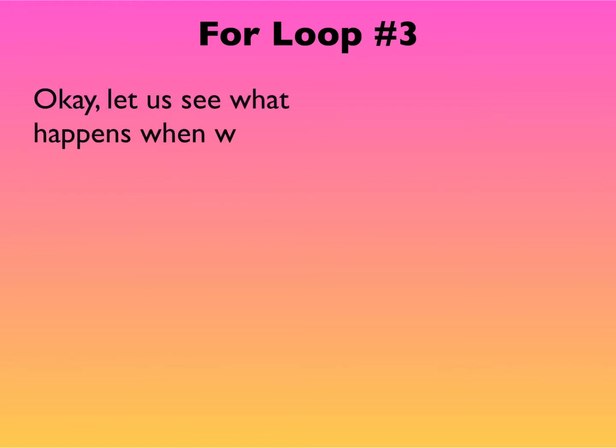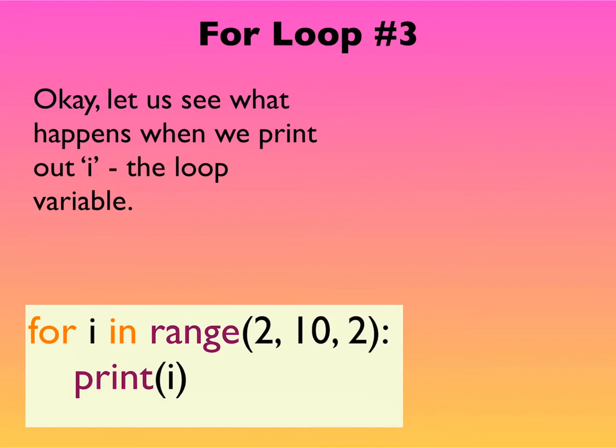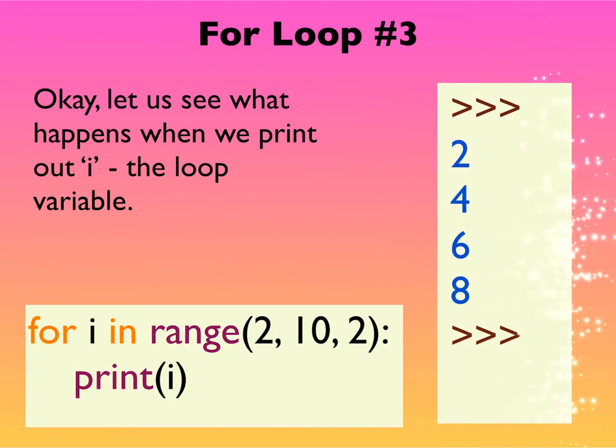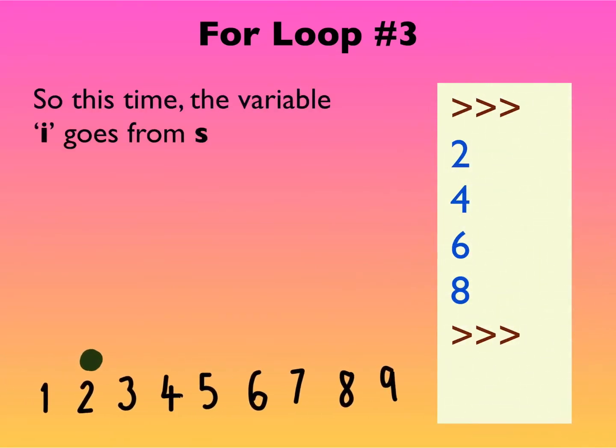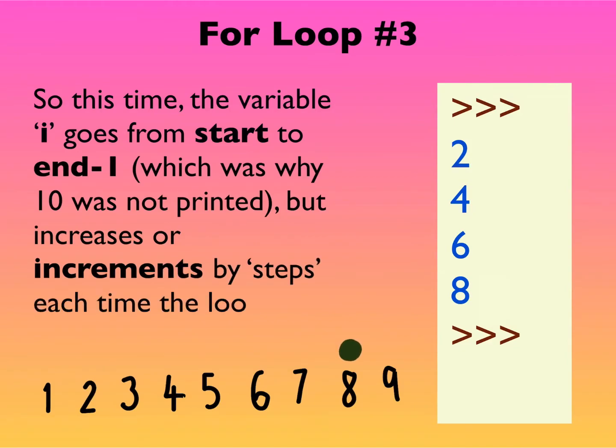Okay, let us see what happens when we print out I, the loop variable. So this time the variable I goes from start to end minus 1, which is why 10 was not printed, but increases or increments by steps each time the loop is run.